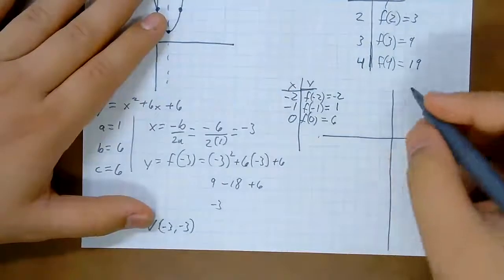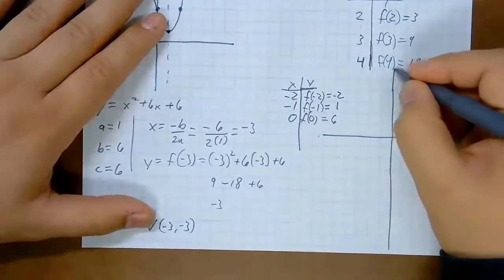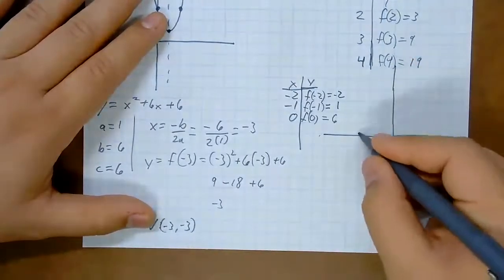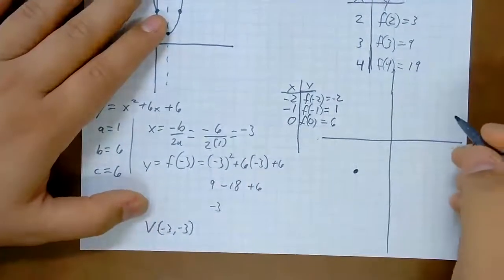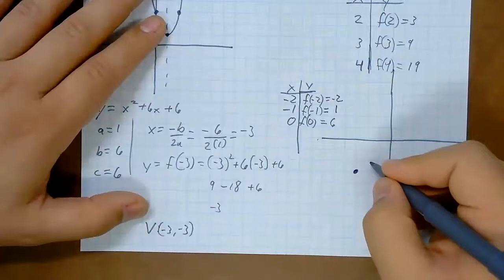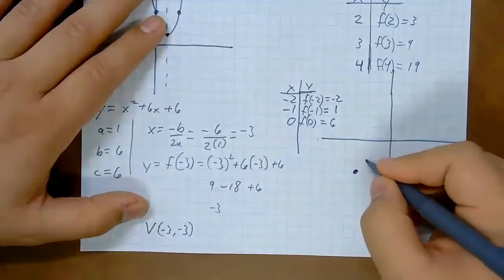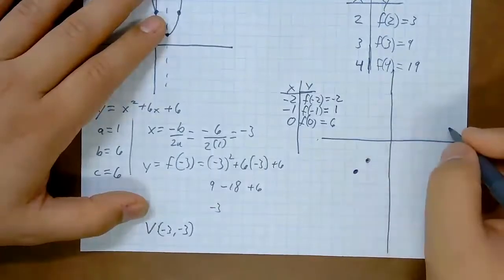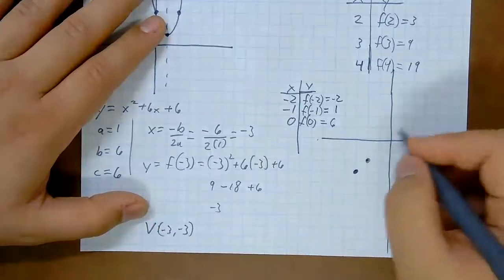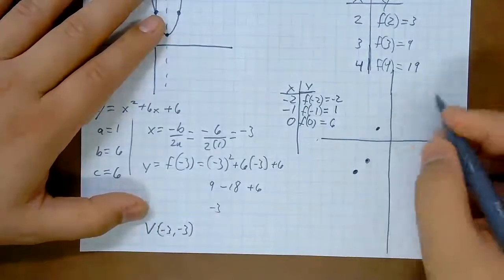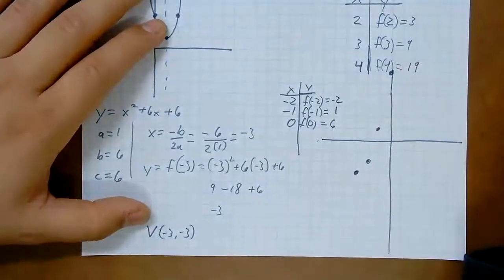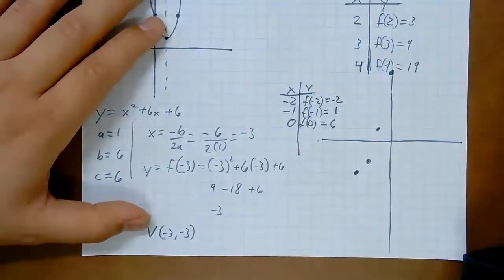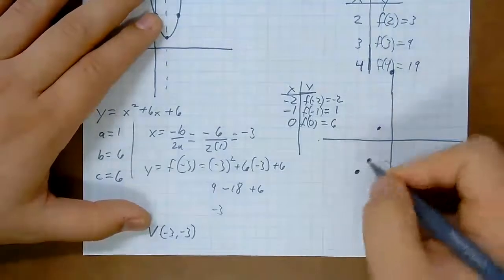So we have the point negative 3, negative 3. We have the point negative 2, negative 2, the point negative 1, 1, and the point 0, 6. I did a bad job again of setting up my axes, but look at the points.